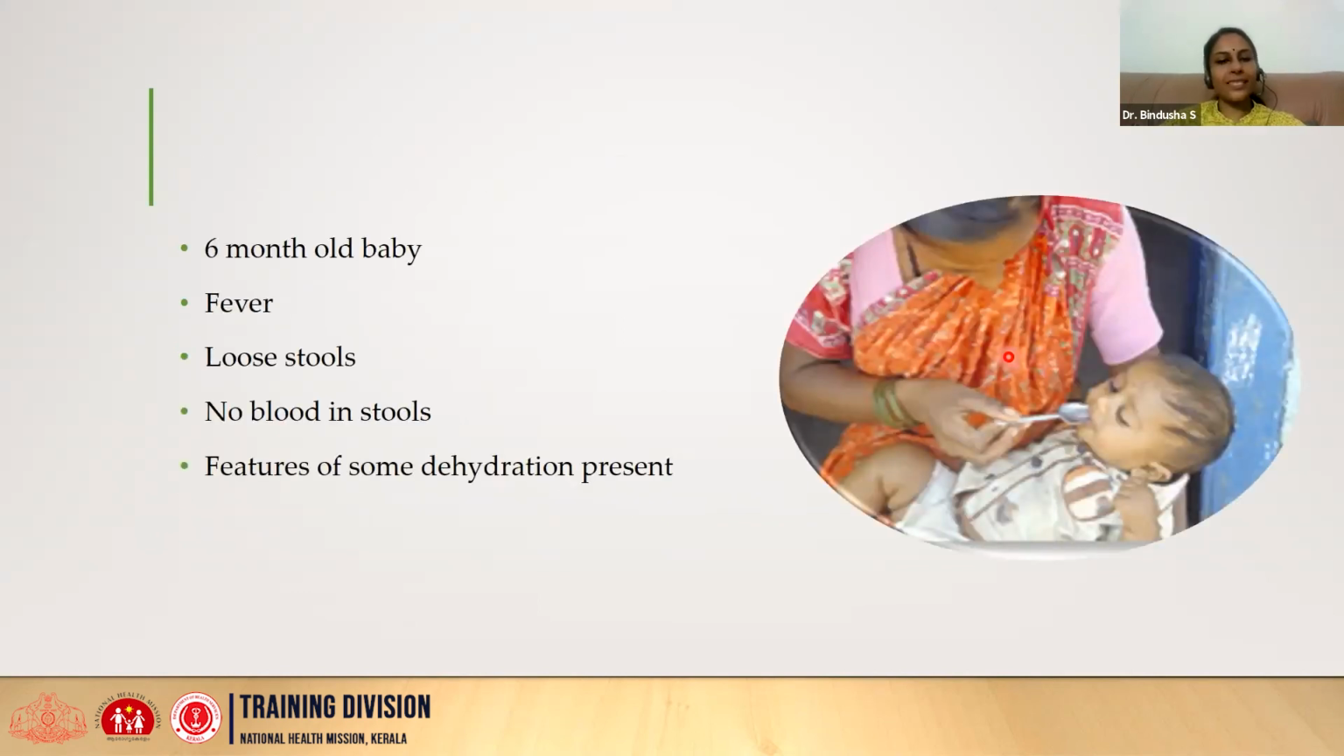This is a 6-month-old baby who is brought with fever, loose stools, no blood in stools, and on examination some features of dehydration. Should we start an antibiotic for this patient? This patient is actually having acute watery diarrhea. And the most common cause of acute watery diarrhea is viral infection, that is rotaviral infection. There is no need for starting antibiotics for a rotaviral infection or any viral infection. So there are definite indications for starting antibiotics in acute diarrheal disease.